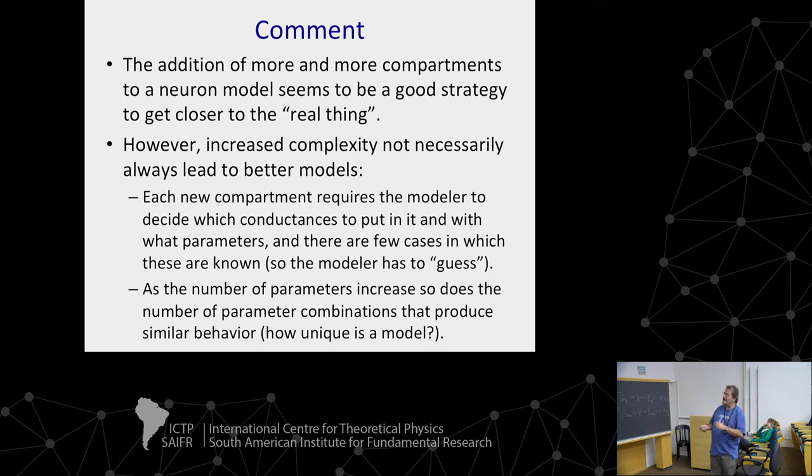And also, as the number of parameters increases, you have lots of possible combinations of the parameters that can generate the same behavior. How can you decide which one is the best? There are several studies in the literature showing that you can combine in different ways the conductances and parameters of the compartments and generate the same behavior in the space of parameters. So which one is the correct one? One doesn't know. So you have to take this comment seriously when you want to construct your biophysically detailed model.